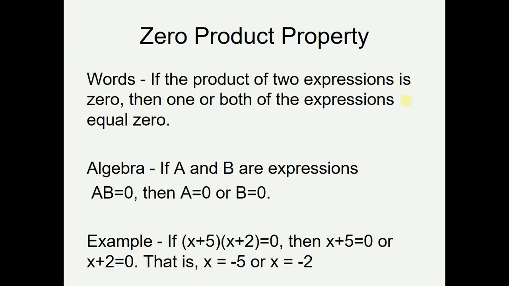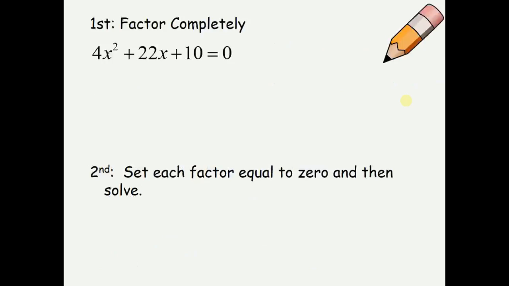So for factoring, if I would have (x plus 5) times (x plus 2) equal to 0, well, x plus 5 has to equal 0, or x plus 2 has to equal 0. Or, basically, x equals -5, or x equals -2. It's actually not too bad to find when you need to solve by factoring.